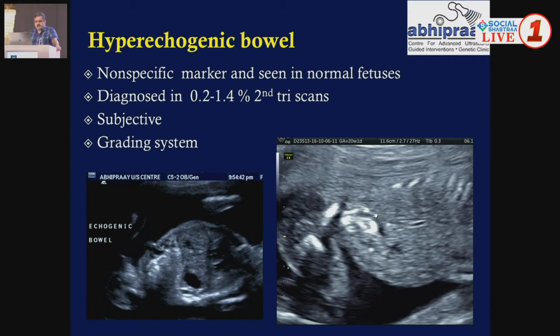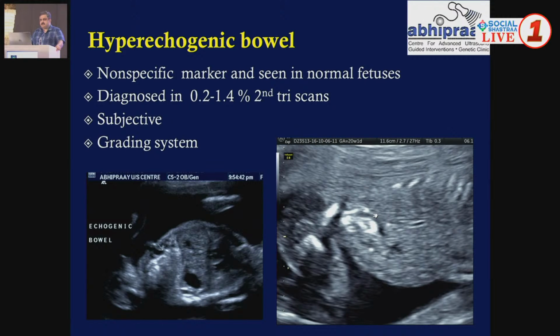Well, echogenic bowel is a non-specific marker which can be seen in normal fetuses. So when you see an echogenic bowel, the first thing you would want to ask the patient is, did she have a first trimester bleed? Because intraamniotic bleed, getting swallowed, the blood can change its echogenicity over a period of time, and that's the first thing we would like to rule out before we move to more sinister causes like infections and cystic fibrosis.